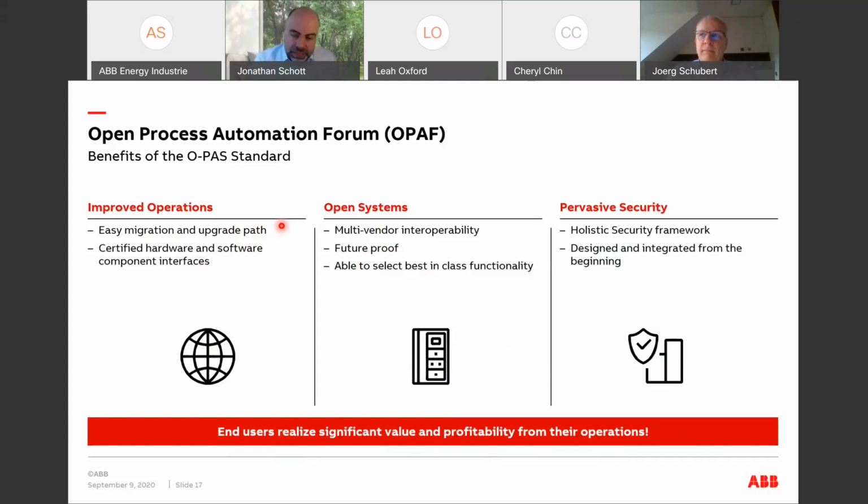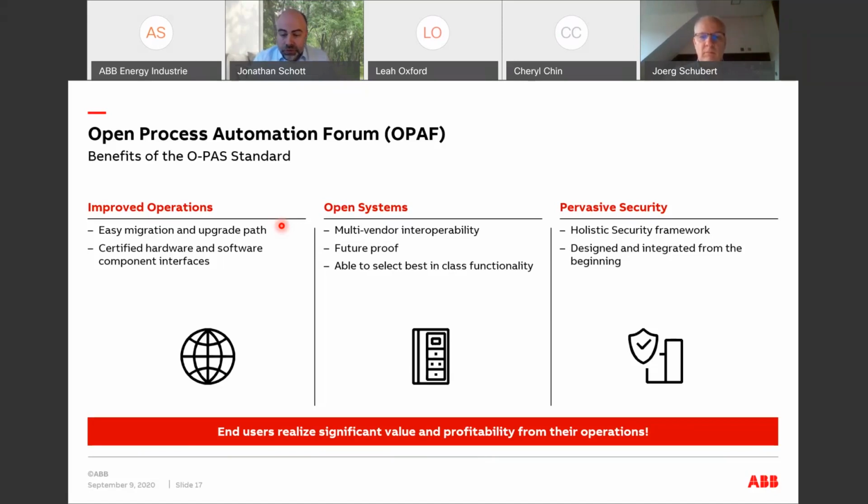Due to its openness, it's clear you can have a multi-vendor system. Components should interoperate together and should be exchangeable. With that, you're quite future-proof, and you are able to select the best-in-class functionality. However, on the other side, it's also clear you don't need to choose a different vendor for every functionality. And we as ABB aim, of course, for the future as well to provide you a complete system based on the OPAF and other initiatives. But you have the freedom to choose.